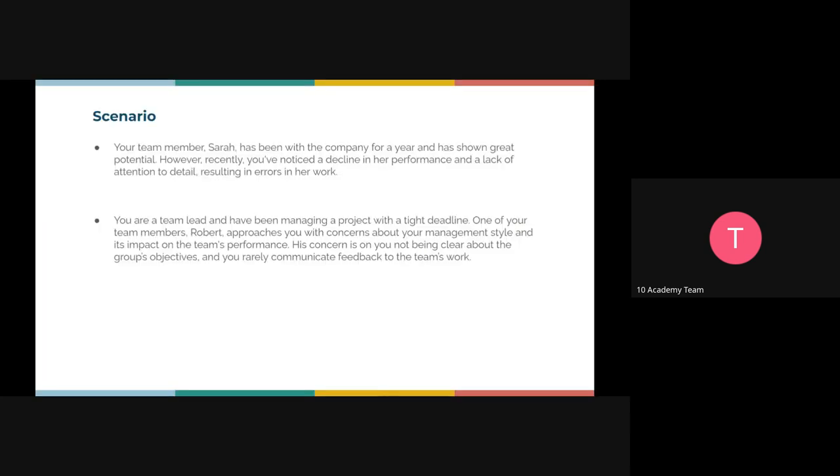That's basically all you need to know about receiving and handling feedback in a workplace. On the interactive part of the lesson, we have two scenarios, and I'd like us to do a small role play and just practice how we can give feedback to our teammates and our manager. The first scenario is you have a team member, Sarah, who has been in the company for a lot of years and has shown great potential in her work, but recently there's a decline in her performance and lack of attention to detail, resulting in errors in her work.